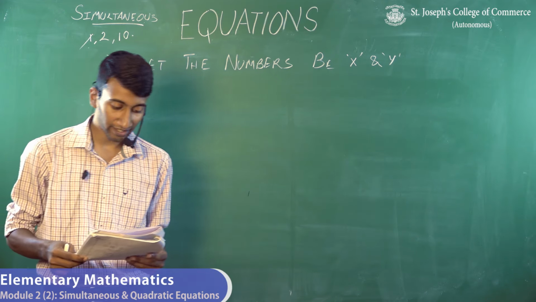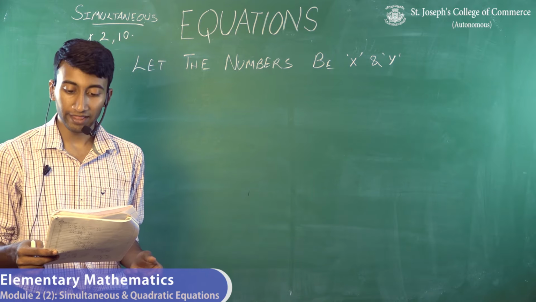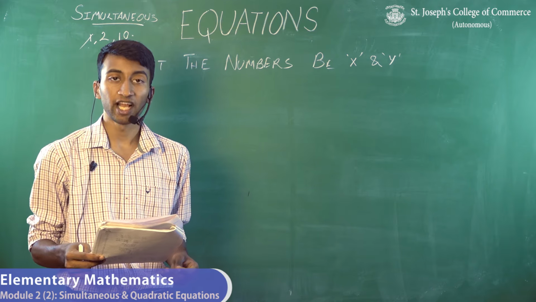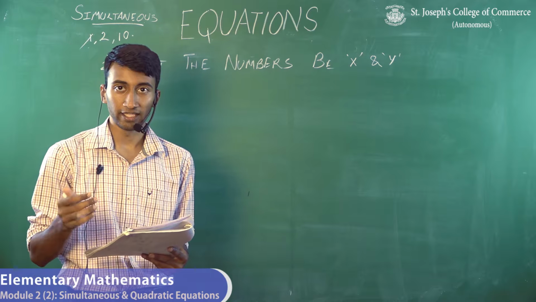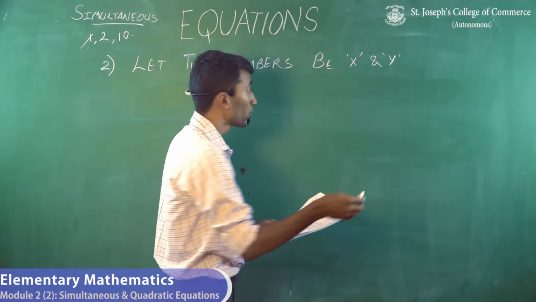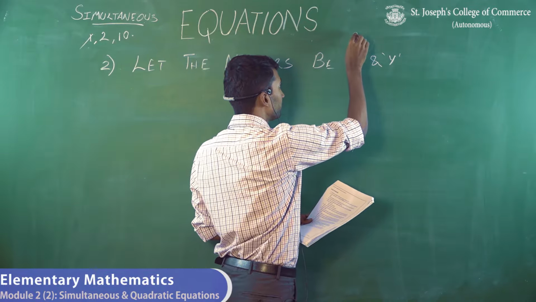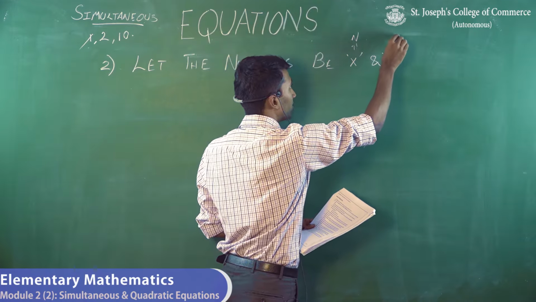Okay, so the second sum: if the numerator of a function is increased by 2 and the denominator by 1, it becomes 5 by 8. Let's take this part of the question and solve it. So now let the numbers be x and y, where x is the numerator and y is the denominator.